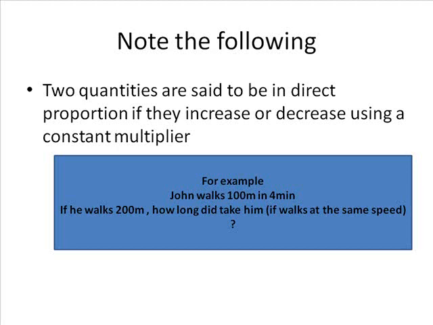8 minutes, because if it took him 4 minutes to walk 100 and then the distance was doubled, then the time would have been what? Doubled once he walked at the same speed. So what we're saying is that the quantity of the distance have increased by doubling, and then the quantity of the time must also increase by doubling. So we're saying the multiplier in this case is number 2.